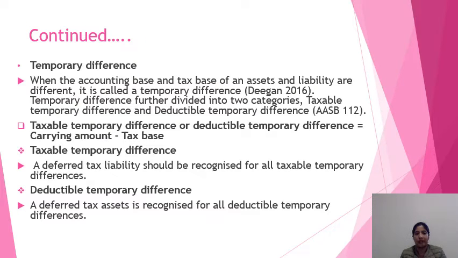When the accounting base and tax base of an asset or liability are different, it is called a temporary difference. Temporary difference is further divided into two categories: taxable temporary difference or deductible temporary difference. When carrying amount minus tax base is calculated, the result is a taxable or deductible temporary difference. A deferred tax liability should be recognized for all taxable temporary differences, whereas a deferred tax asset is recognized for all deductible temporary differences.